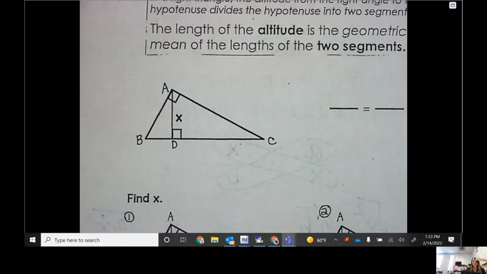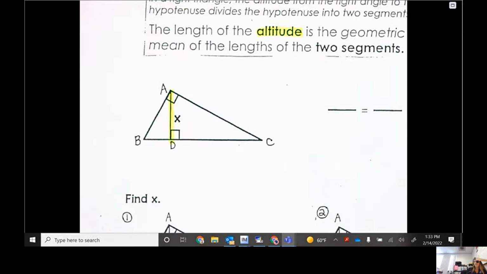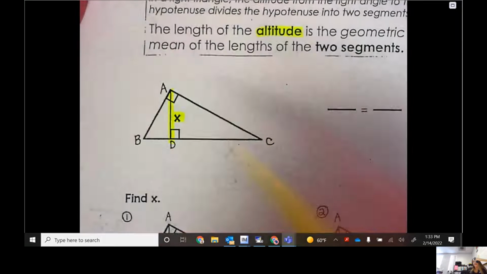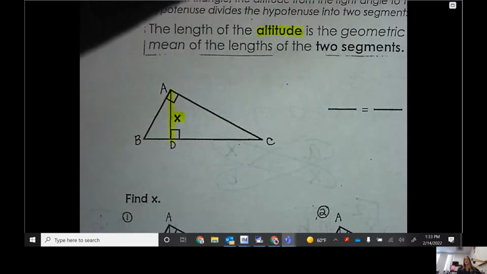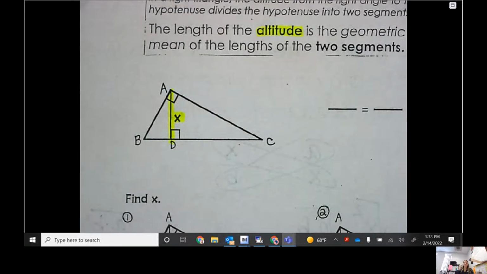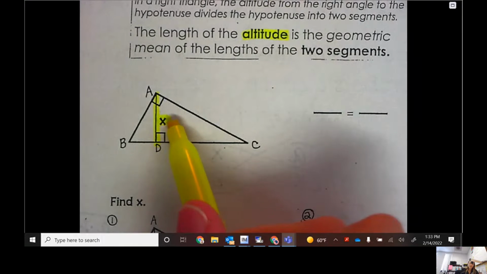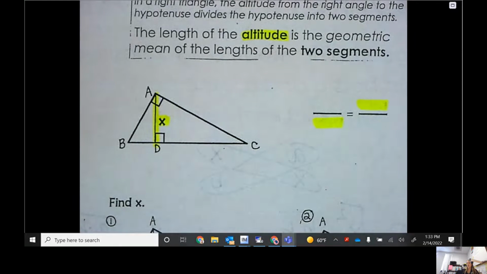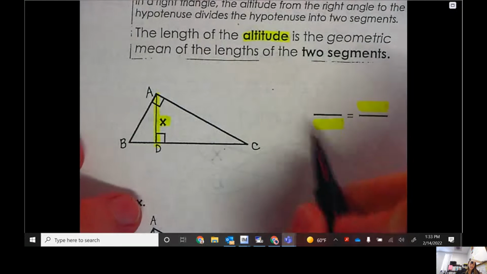So in my picture here, the altitude is this piece right here, AD. In my particular problem, it's X. So the length of the altitude is the geometric mean of the lengths of the 2 segments. What that means is your altitude, this piece here, we're going to put it into the proportion, and whatever this altitude is, it is the 2 diagonals that are across from each other. They should match up. So in my problem here, I'm going to put X and X because that's my altitude.